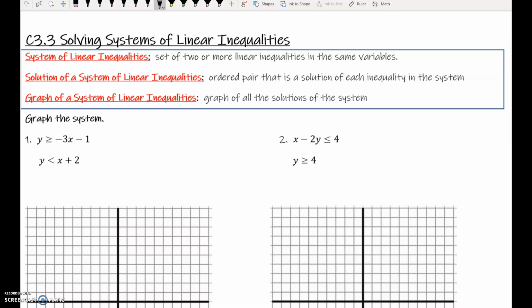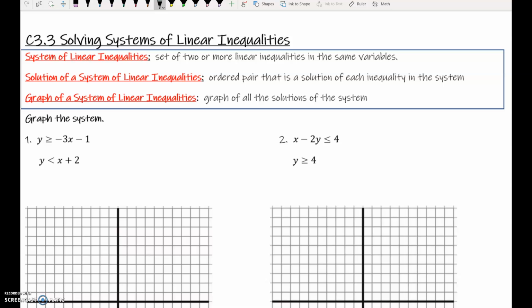Today we are solving systems of linear inequalities. So we are going to be putting two or more inequalities on the same coordinate plane. This is like: graph the line, decide if it's a solid or dashed line, decide which side to shade, then graph another one on the same coordinate plane, and where those two shadings overlap is the final solution area.